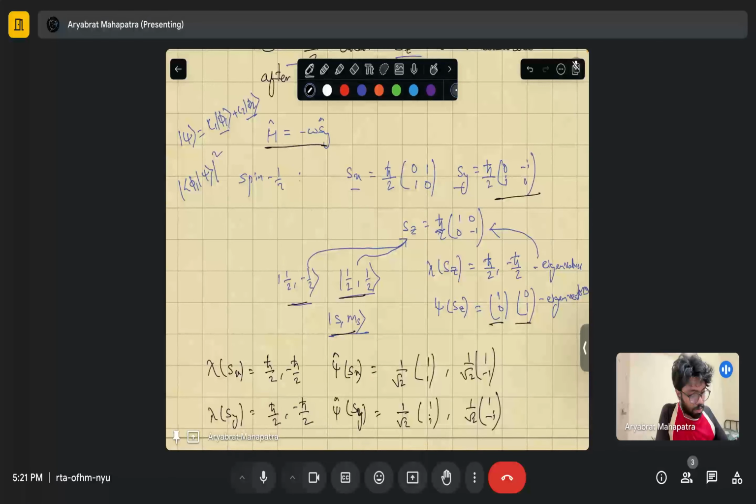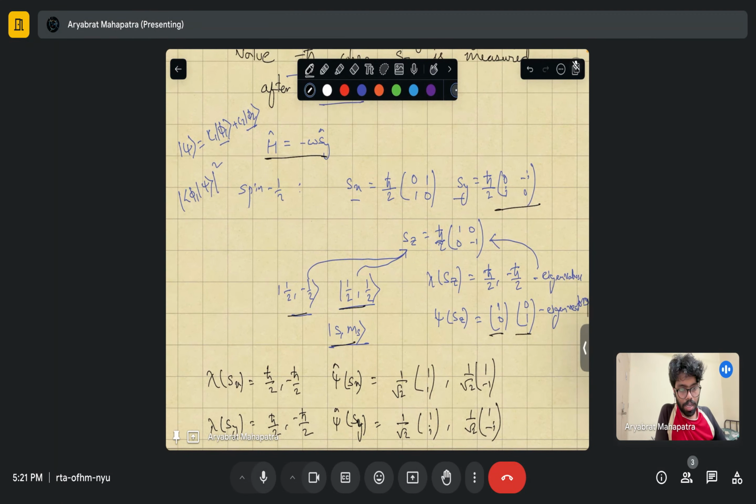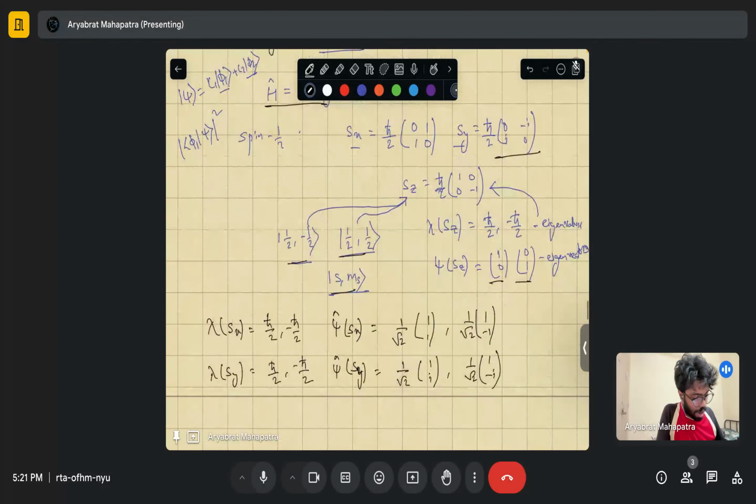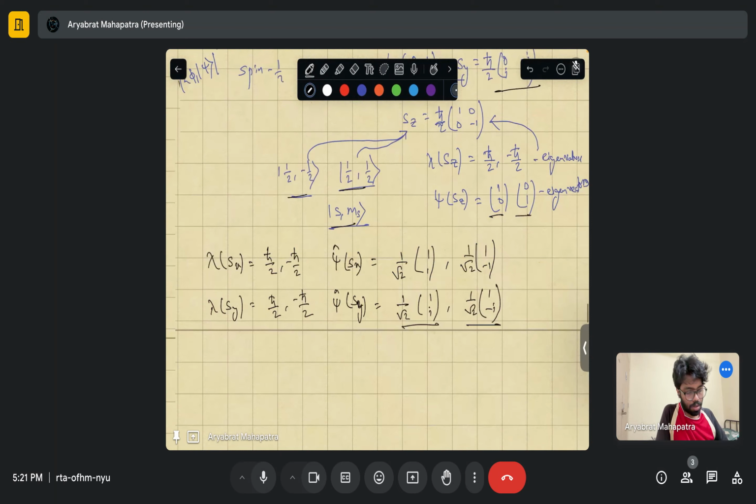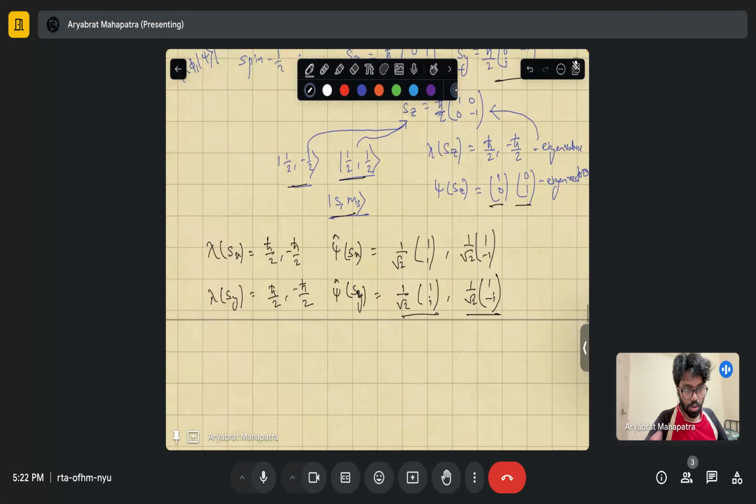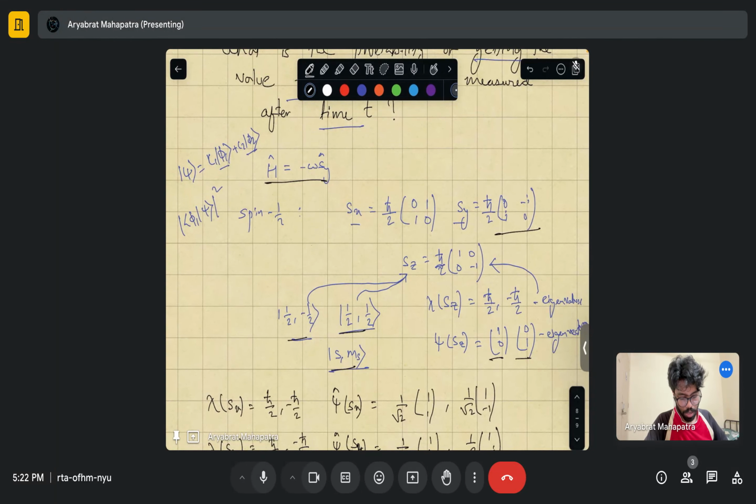But instead of that, you have minus omega Sy, so your eigenstate would be this and this for the Hamiltonian that you are working on. So this is your eigenstate of your Hamiltonian with this omega factor.